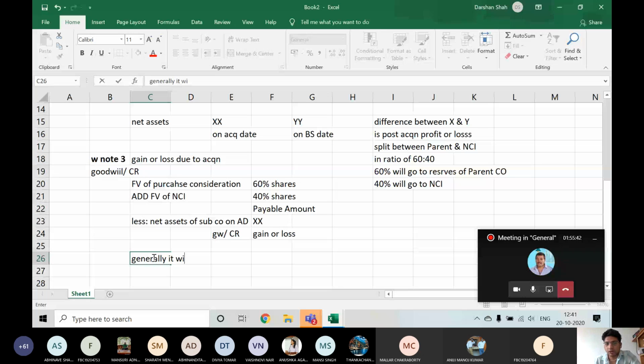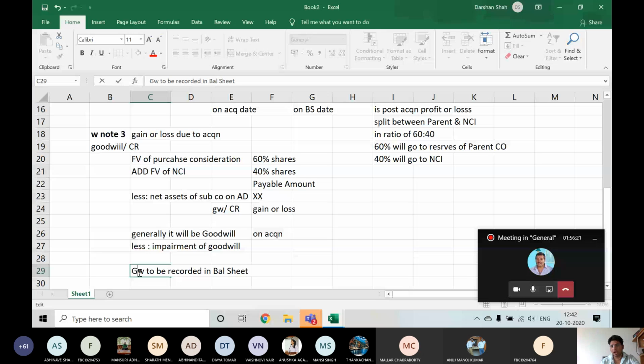Why are they going to give goodwill? Because they also want to give you the adjustment of impairment of goodwill. So this is goodwill on acquisition, less impairment of goodwill. Therefore I'll get goodwill to be recorded in the balance sheet. That will give me goodwill to be recorded in the balance sheet. Is this clear?